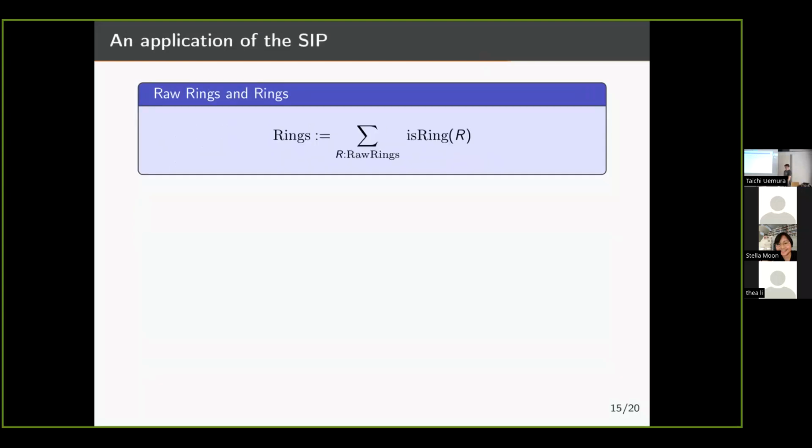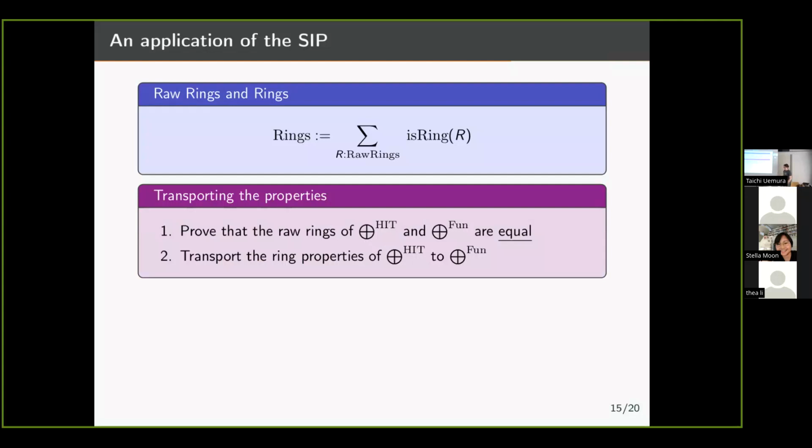We don't actually need to give up on the function definition, the sequence definition, because we're in homotopy type theory, we can decompose our rings into a row ring structure, which is basically the operations of a ring, and is ring, which is just verifying that the operations satisfy associativity and all of the properties of a ring. And because we have defined a row ring for the id definition and for the fun definition, we just need to prove that they are equal to transport the ring properties from the id definition to the fun definition.